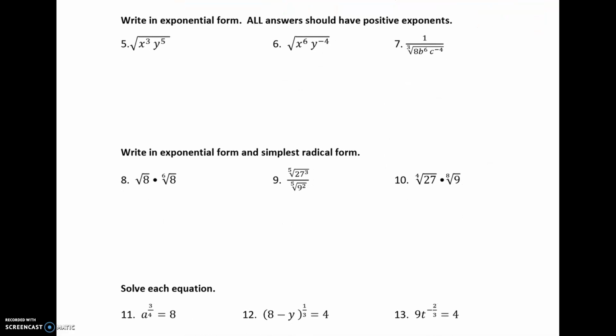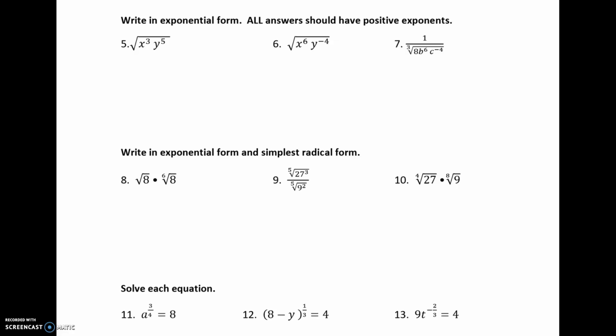5, 6, and 7 says write in exponential form. All answers should have positive exponents. All right, exponential form, remember, you can take something from an exponent and it's equivalent to a radical. So we're taking it out of radical form and turning it into an exponent. We have to make sure all our exponents are positive.